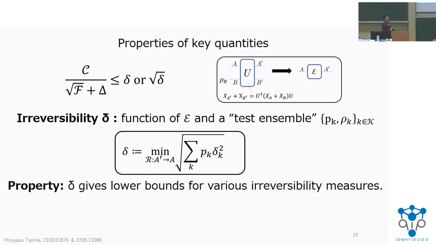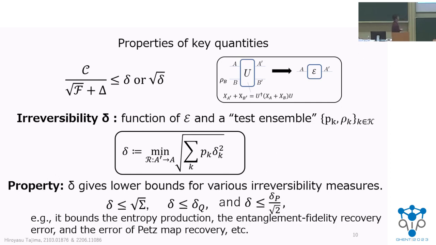The important property of this irreversibility is that delta gives lower bounds for various irreversibility measures. For example, it bounds the entropy production, which is the standard measure of thermodynamic irreversibility. And it also bounds the entanglement fidelity recovery error, which is widely used in quantum error correction. And it also bounds the Petz map recovery error. So we can substitute these irreversibility measures here and use this inequality. So this inequality has many applications.